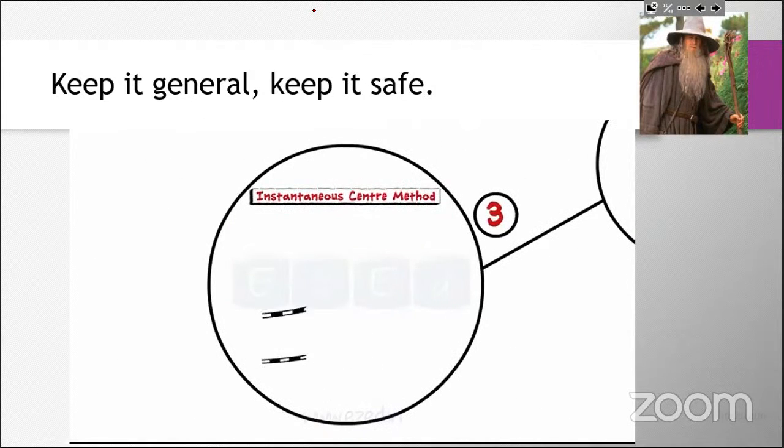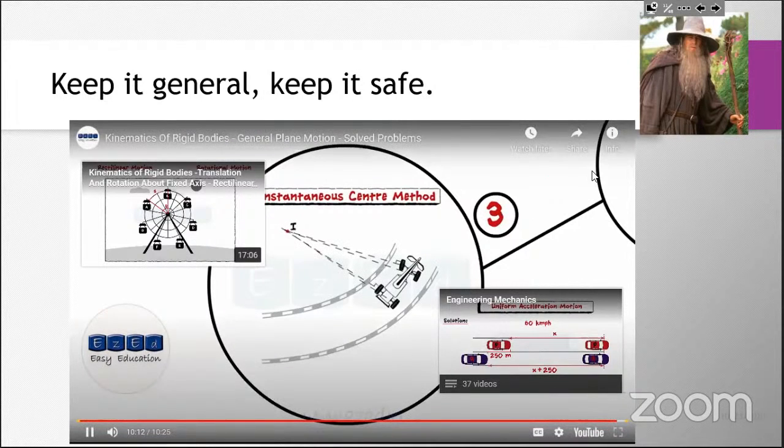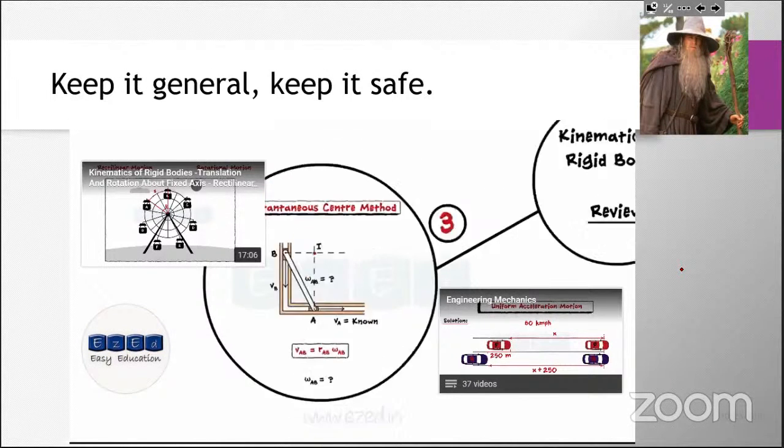Instantaneous center is defined as the point about which the general plane body rotates at the given instant. The instantaneous center of rotation lies at the intersection of the perpendicular to the velocity. Finally, we have seen steps to determine angular velocity and position of velocity with instantaneous center method. So this is the overview of our video lecture.